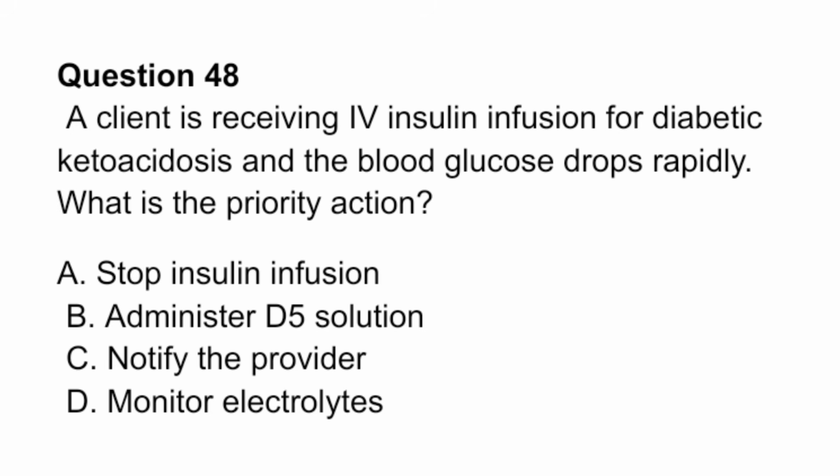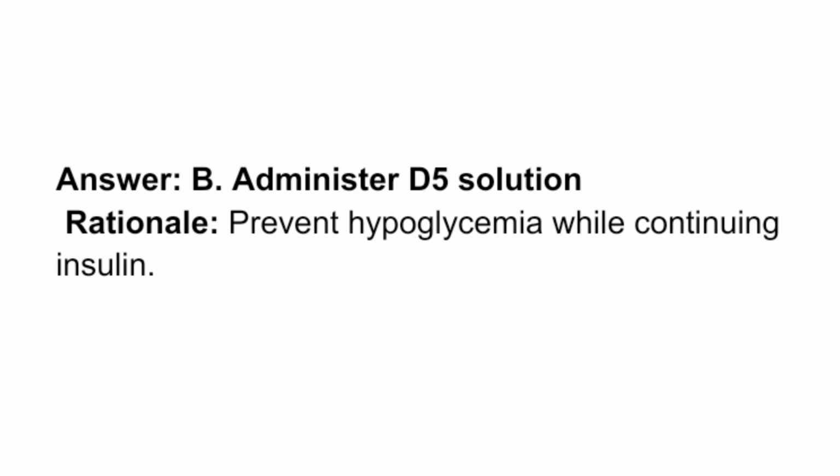Question 48. A client is receiving IV insulin infusion for diabetic ketoacidosis and the blood glucose drops rapidly. What is the priority action? A. Stop insulin infusion. B. Administer D5 solution. C. Notify the provider. D. Monitor electrolytes. Answer: B. Administer D5 solution. Rationale: prevent hypoglycemia while continuing insulin.